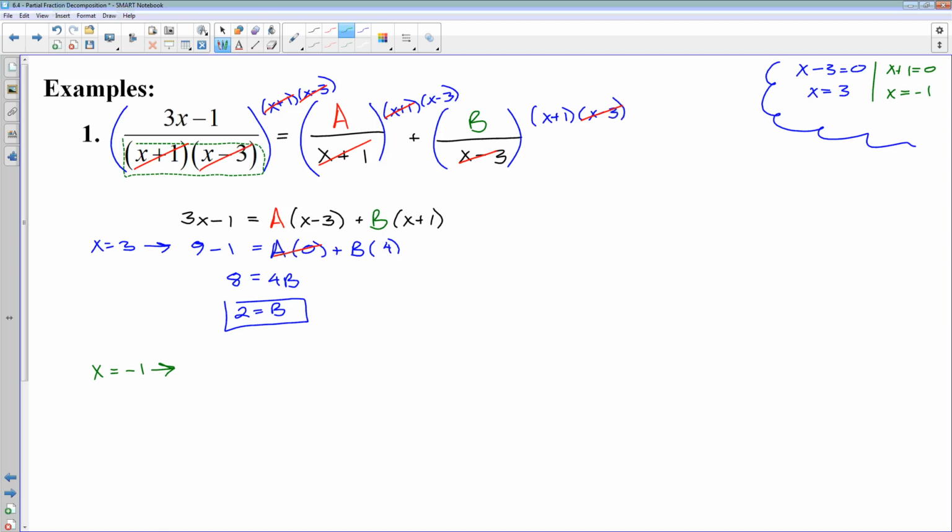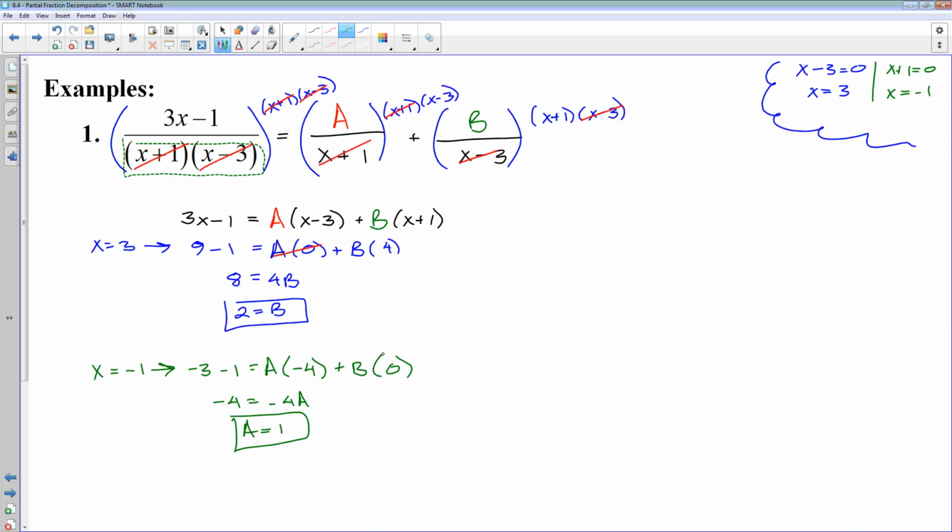And if I do that, 3 times negative 1 is negative 3, minus 1 equals a times negative 1 minus 3, which is negative 4, plus b times negative 1 plus 1, which is 0. Negative 3 minus 1 equals negative 4a. And divide by negative 4 and you get a to be 1.